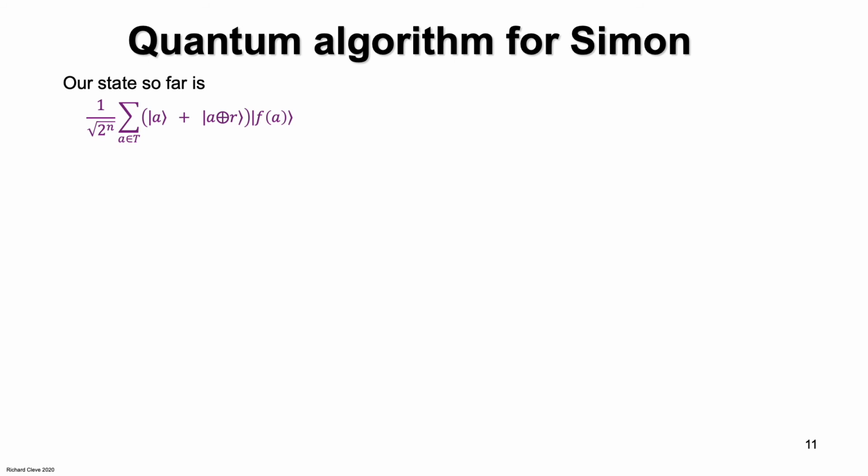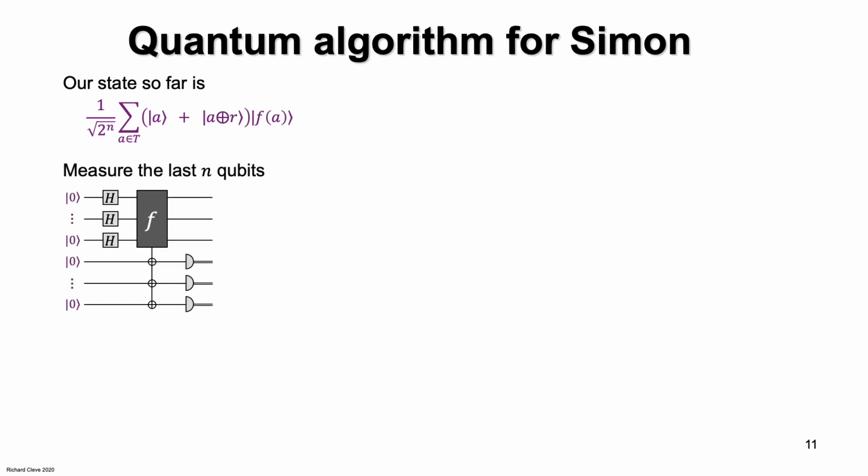Now, suppose that we now measure the last n qubits in the computational basis. Then the state of the last n qubits collapses to some value f of A, and the residual state of the first n qubits is a uniform superposition of the pre-images of that value. That is, the state of the first n qubits is a superposition of ket A and ket A XOR R for a random A. There's a 1 over root 2 normalization that I'm leaving out here.